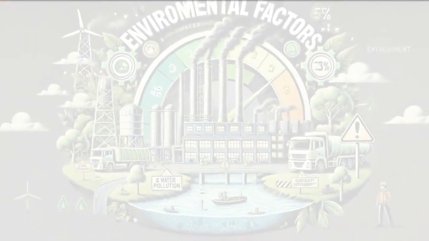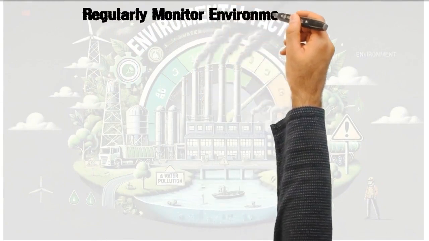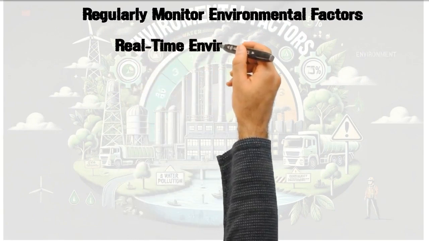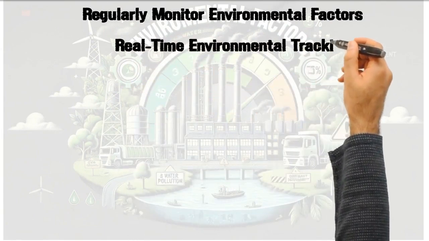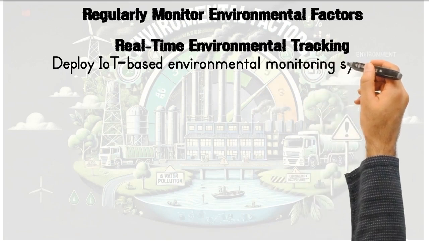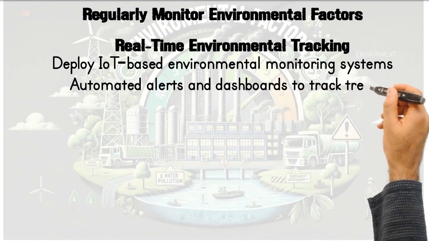The third best practice strategy is to regularly monitor environmental factors that can impact production through the implementation of real-time environmental tracking. One can deploy IoT-based environmental monitoring systems and use automated alerts and dashboards to track trends. Lastly, conduct periodic environmental audits to ensure compliance.